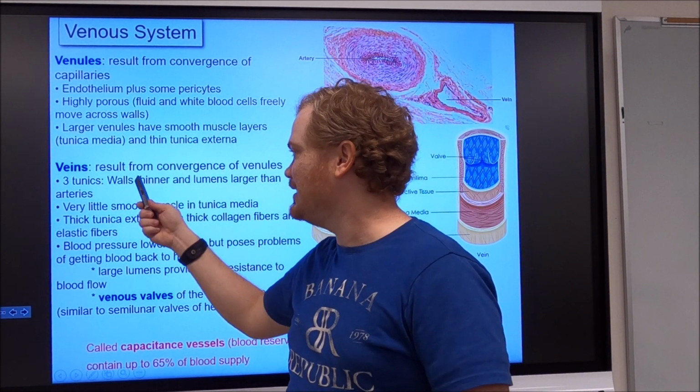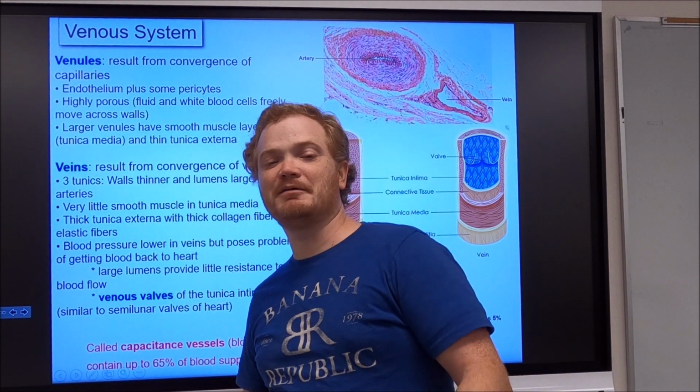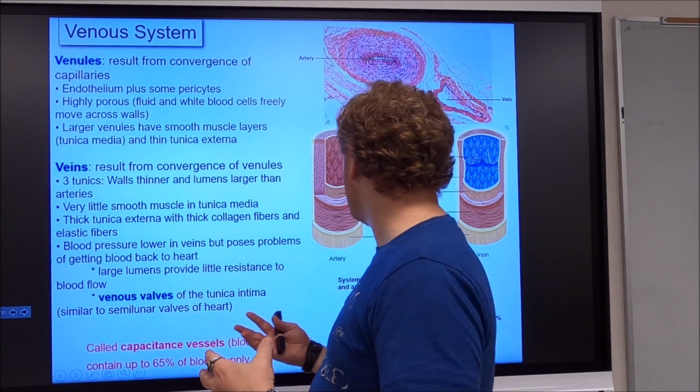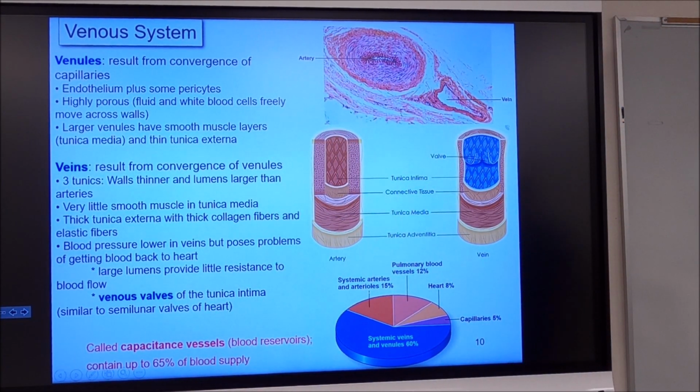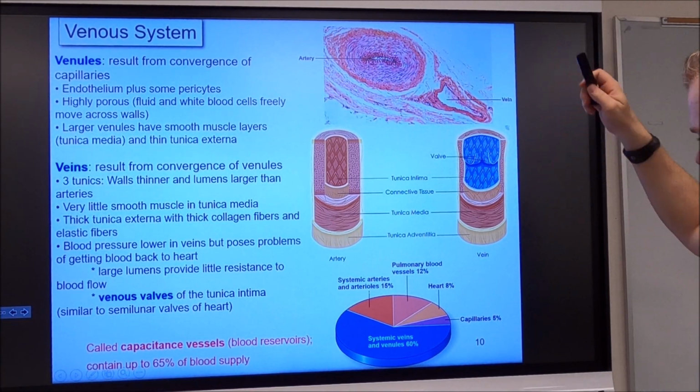They're small veins. Then the veins themselves still have the three basic walls that you'd find in an artery, but not very muscular. Big lumens, as we described previously, and also the presence of venous valves. Very important that these have valves.